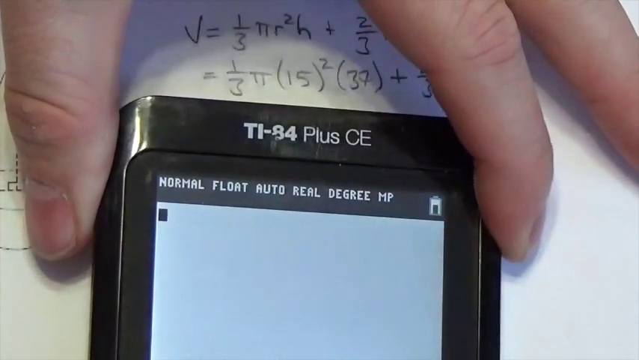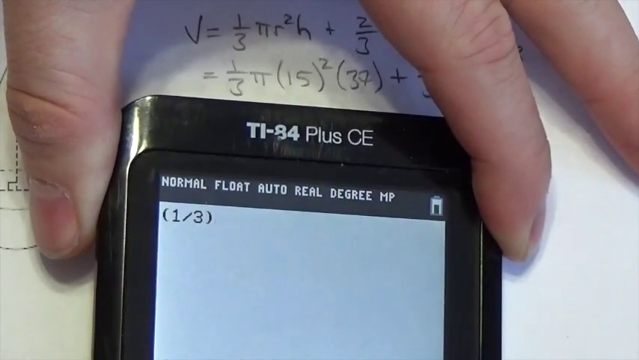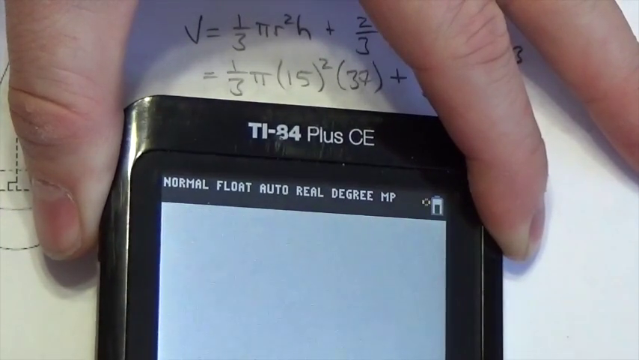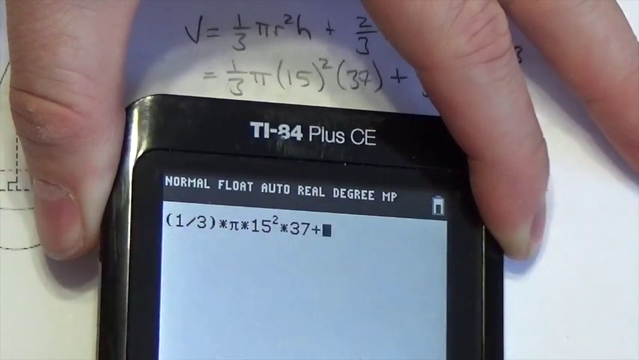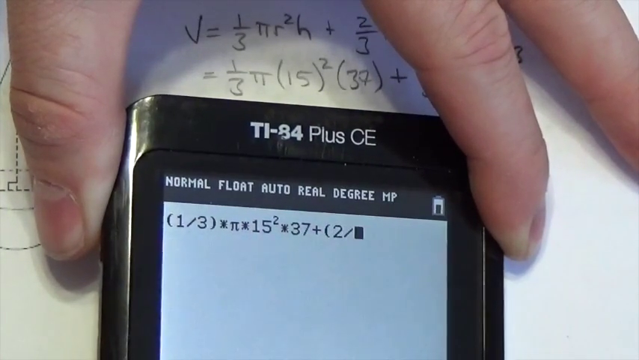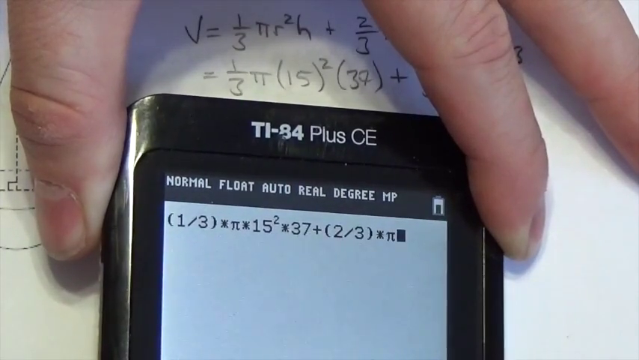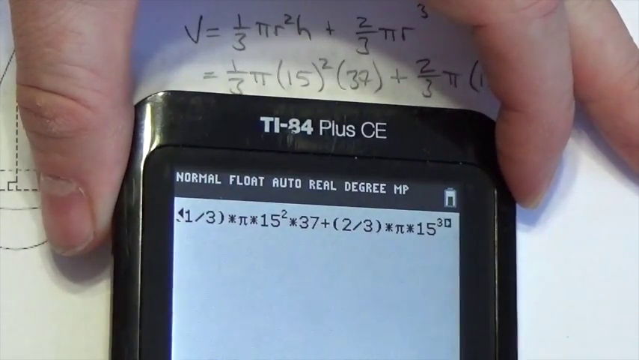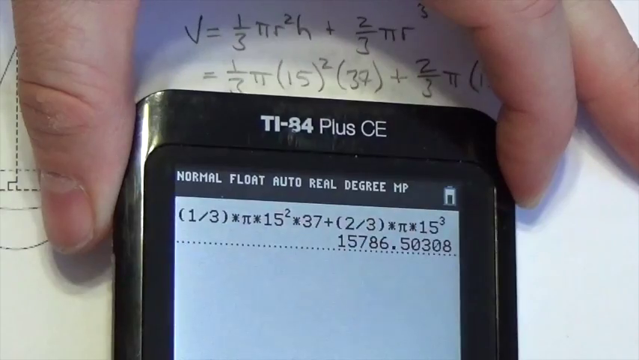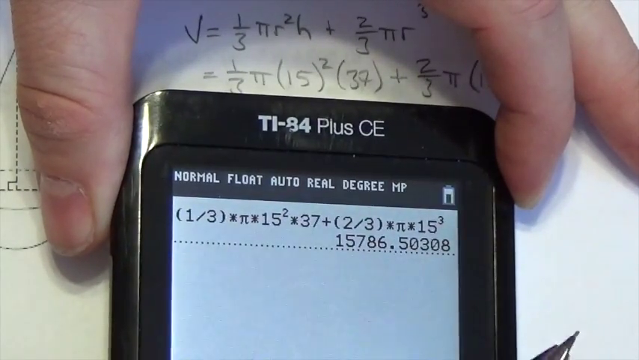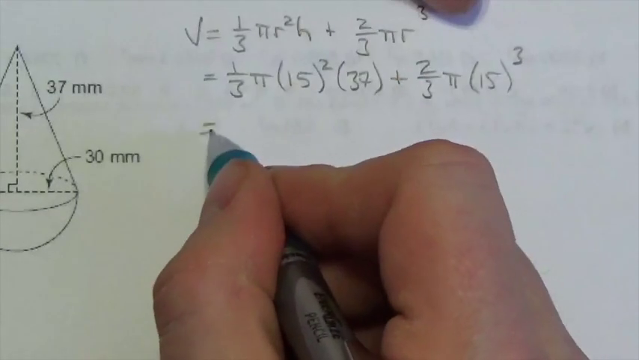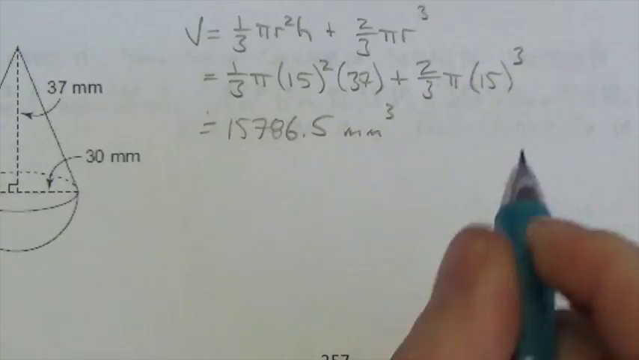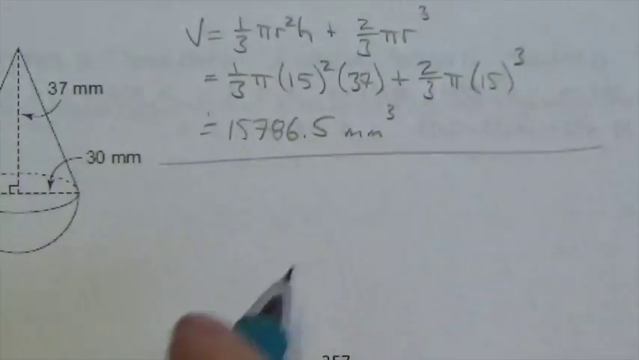So that will end up being 1 divided by 3, times pi times 15 squared multiplied by 37 plus 2/3 multiplied by pi multiplied by 15 cubed. Okay, everything looks like it's there and in place. Press enter, and there we go. To the nearest tenth, 15,786.5. So approximately 15,786.5 millimeters cubed. Now let's take a look at the surface area.